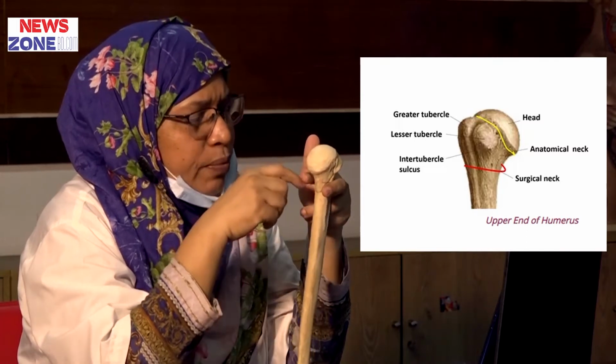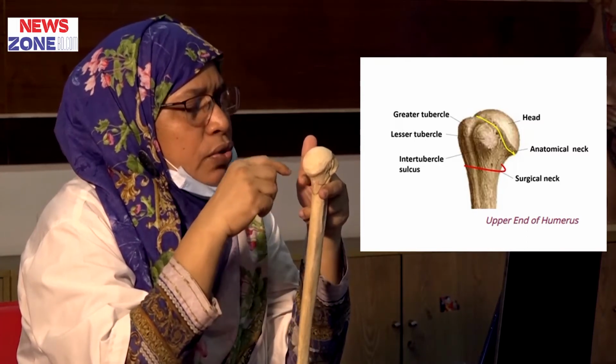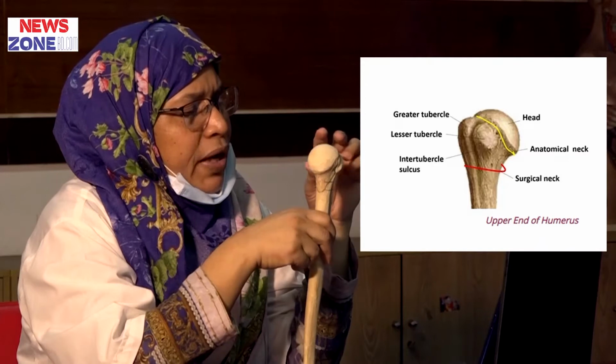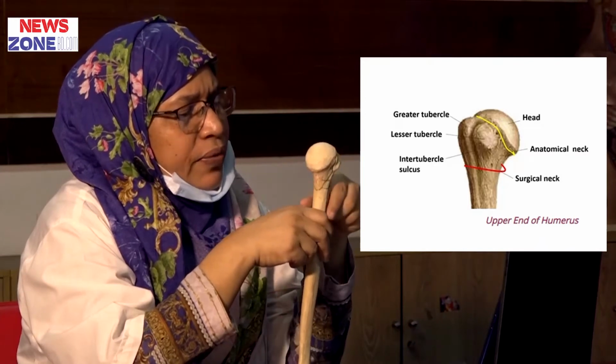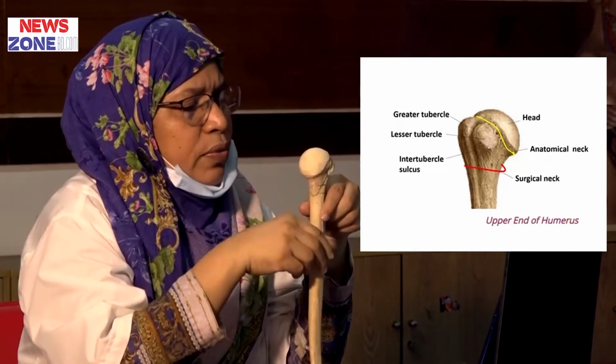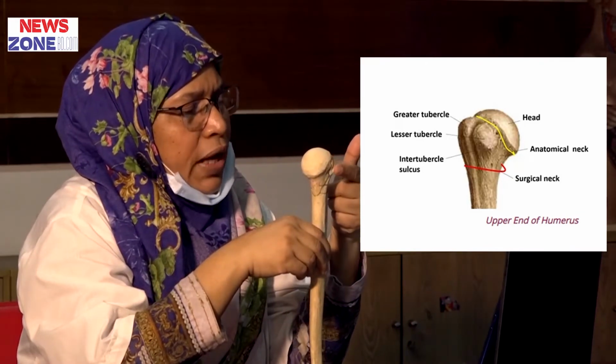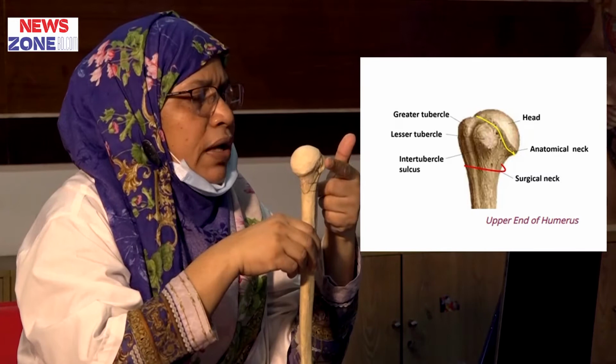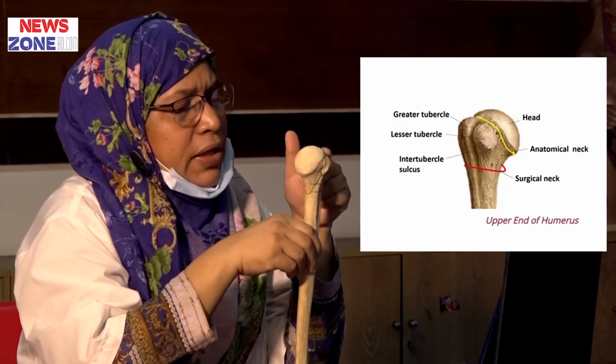It is the most upper part of the shaft. So the upper end, what are the features? There is a spherical head, anatomical neck, anterior, lesser tubercle and greater tubercle.